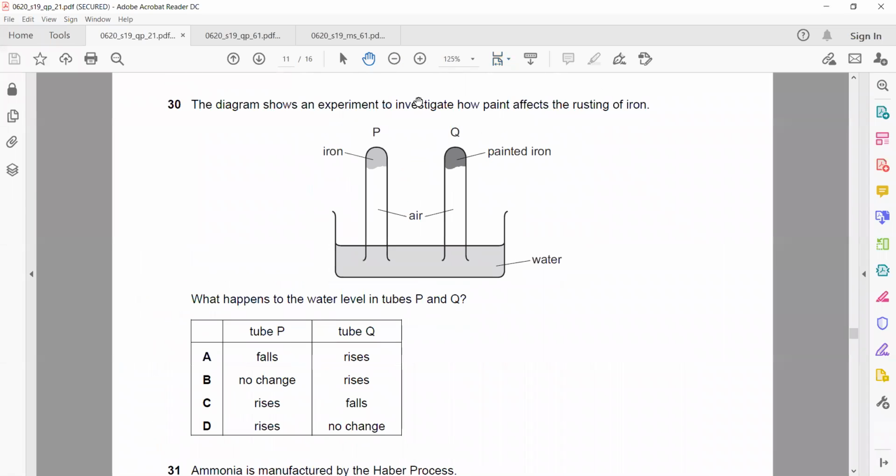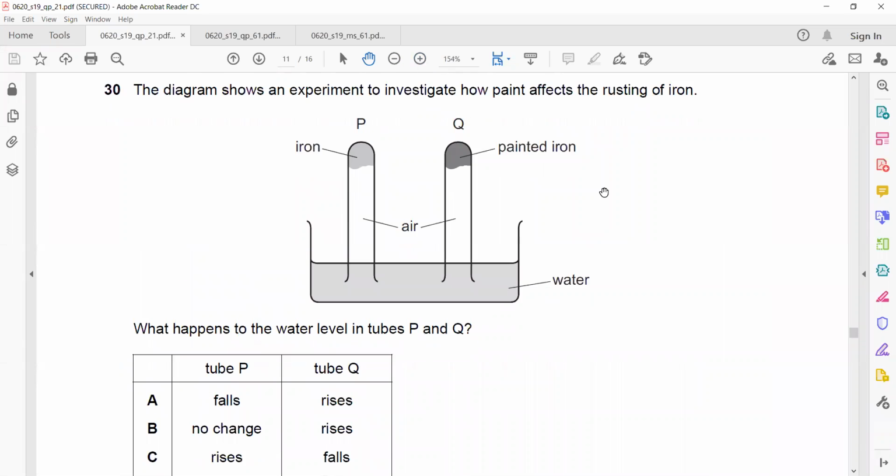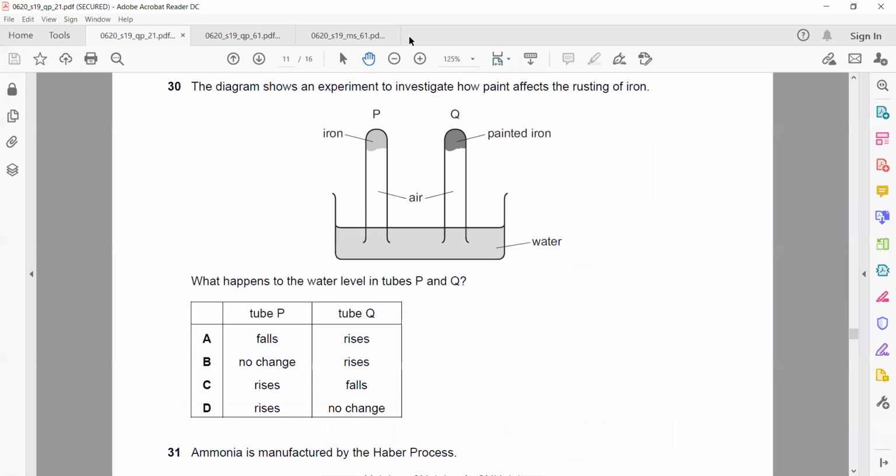So in this question, the diagram shows an experiment to investigate how the paint affects the rusting. For rusting, both air and water vapors are required. Basically oxygen and water vapors are required. So from the air, the oxygen will react with iron, so the amount of air will decrease. That's why the water level will relatively rise.